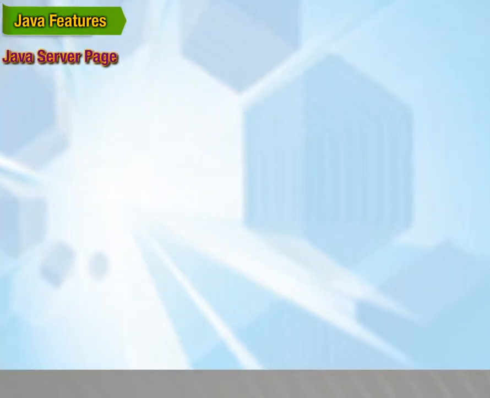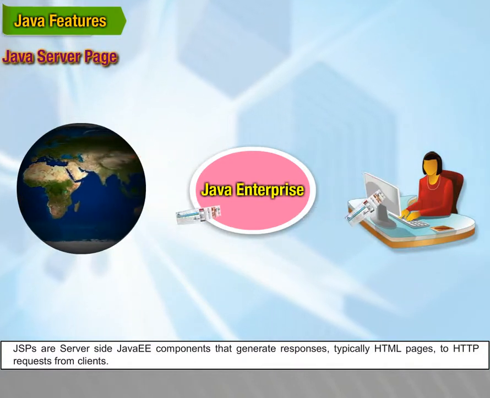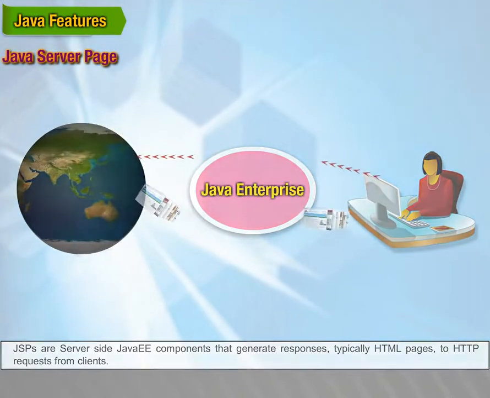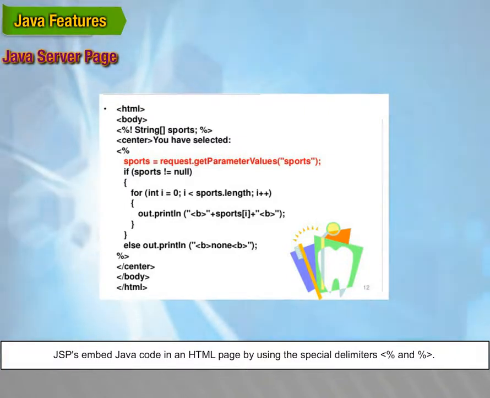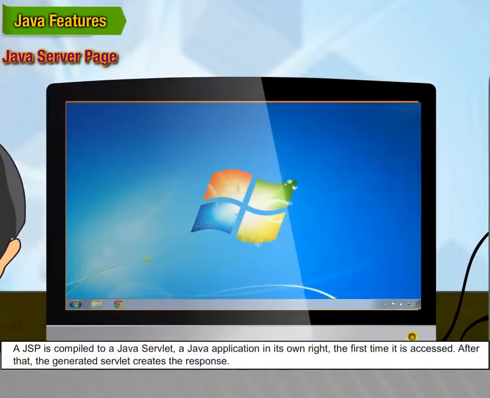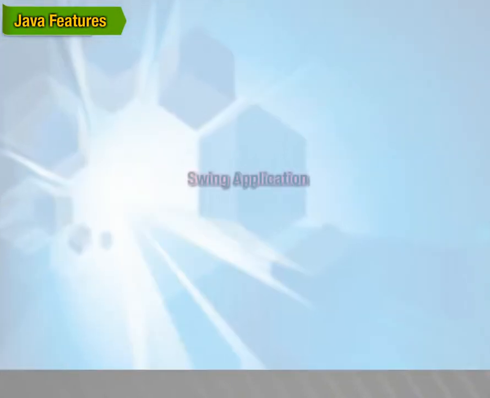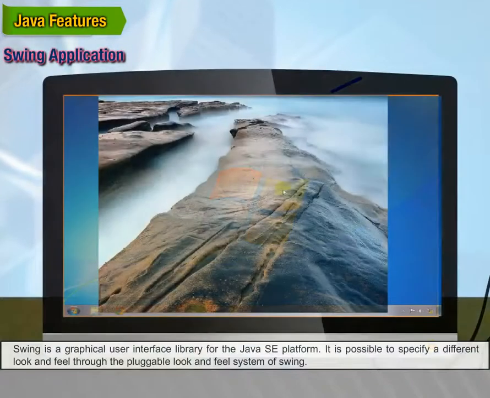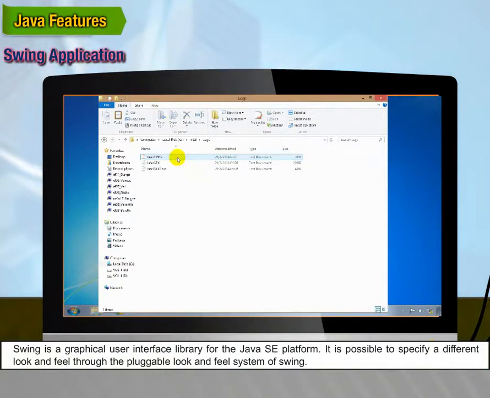Java Server Page. JSPs are server-side Java EE components that generate responses, typically HTML pages, to HTTP requests from clients. JSPs embed Java code in an HTML page by using the special delimiters <% and %>. A JSP is compiled to a Java servlet, a Java application in its own right, the first time it is accessed. After that, the generated servlet creates a response. Swing application. Swing is a graphical user interface library for the Java SE platform. It is possible to specify a different look and feel through the pluggable look and feel system of Swing.